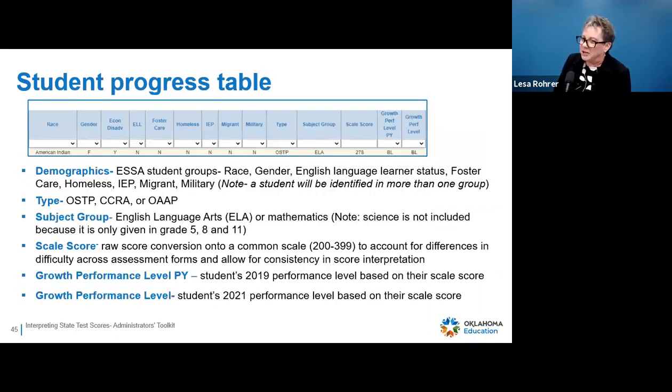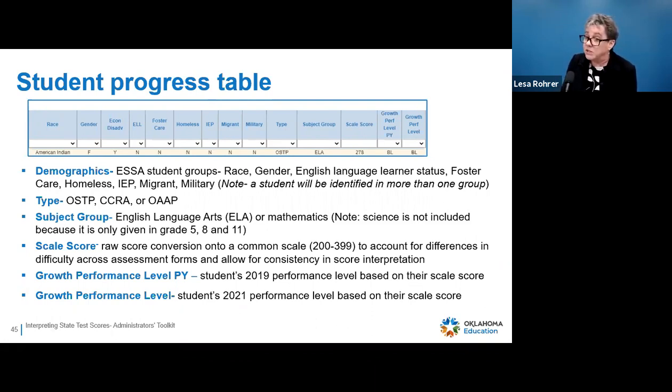We'll break that down here. Demographics, this is all of our subgroups. So I can look to see if we're meeting the needs of those diverse learners. Is there a group of learners that is not performing as well? And if so, what can I do in my local system to help serve that student?